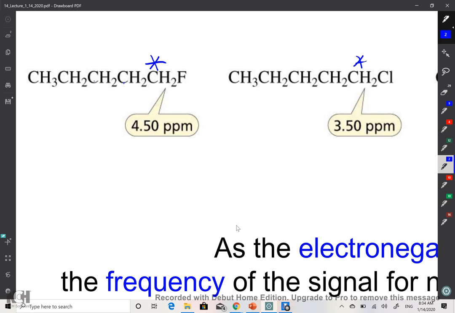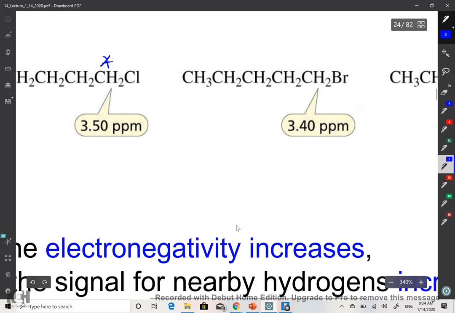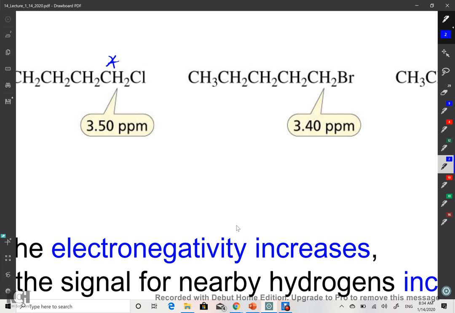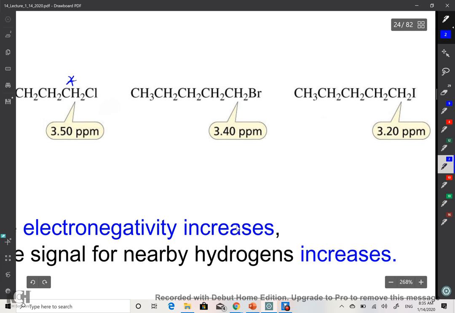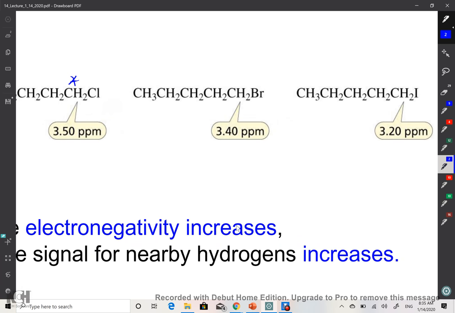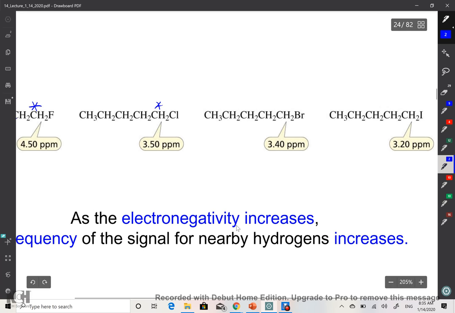You can do the same comparison between chlorine and bromine. Chlorine is more electronegative than bromine, so chlorine will deshield more than bromine does. Does that make sense? And you can also extend the comparison to iodine.